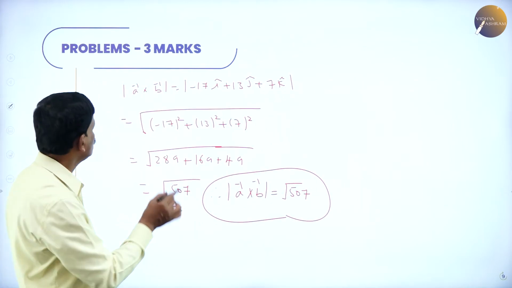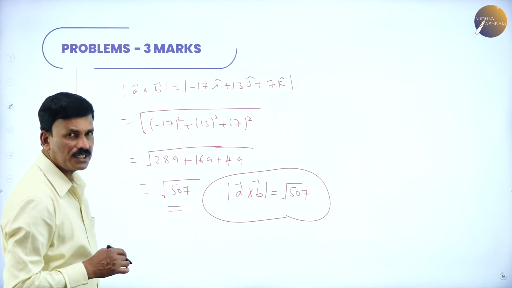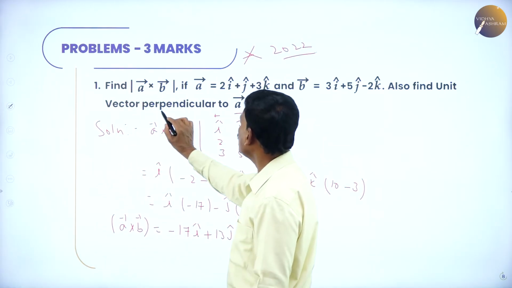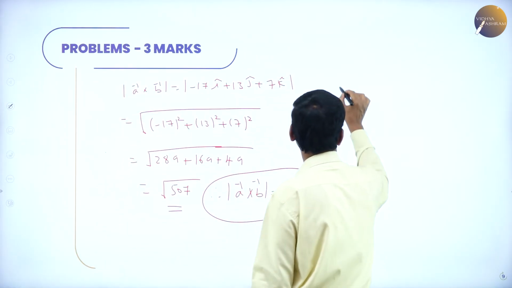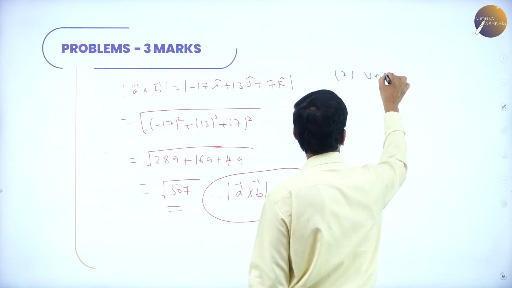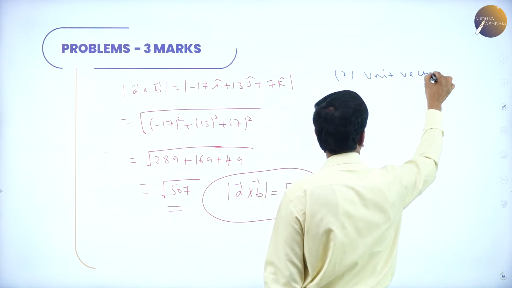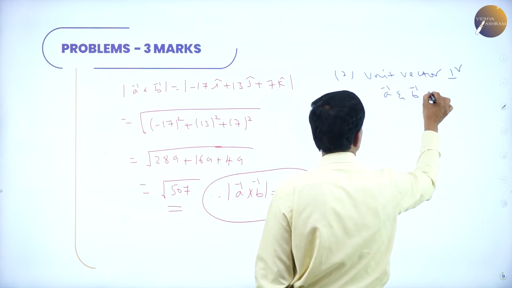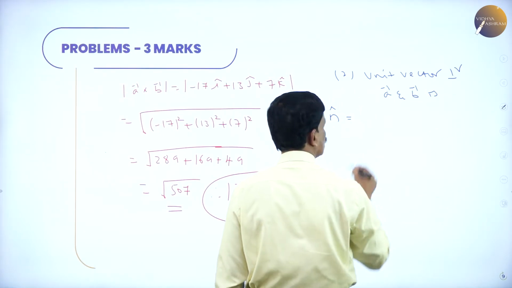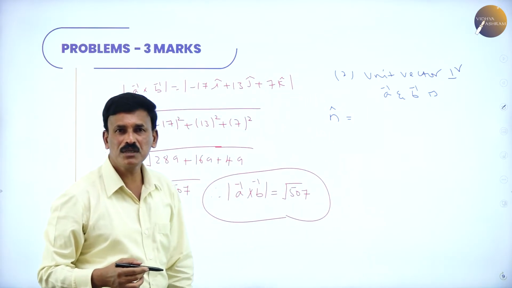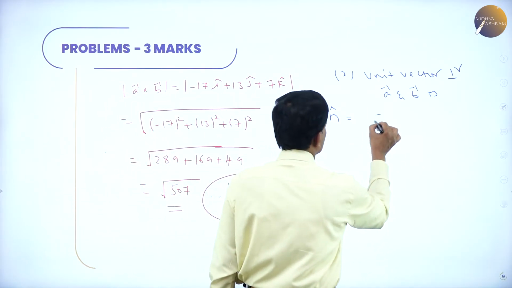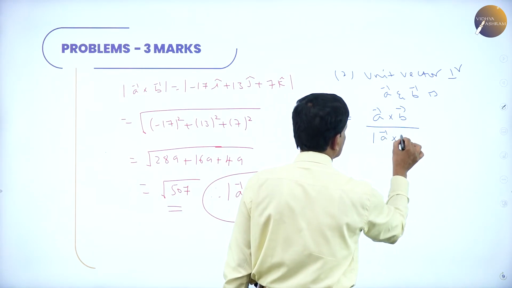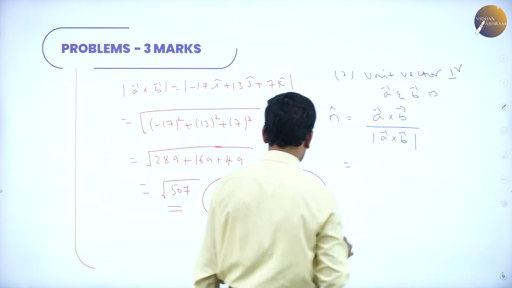So the magnitude of this is root 507. Now the second part is to find the unit vector perpendicular to A and B. The unit vector perpendicular to A and B is n cap, which is equal to vector A cross B divided by its own length. That's it. So what is A cross B vector?